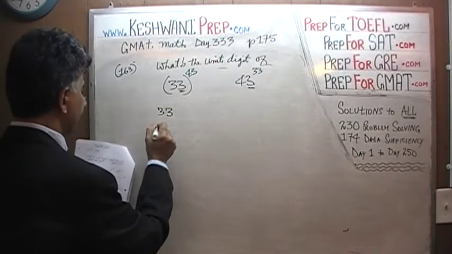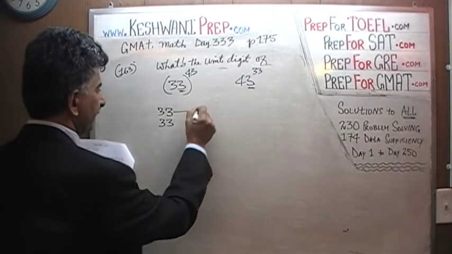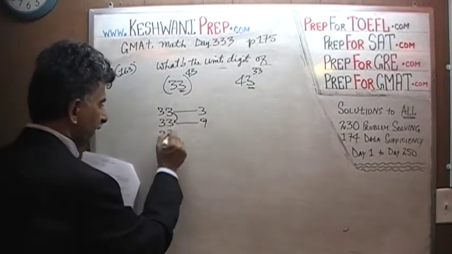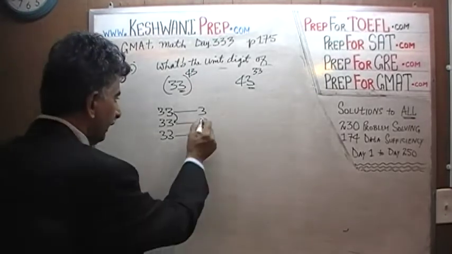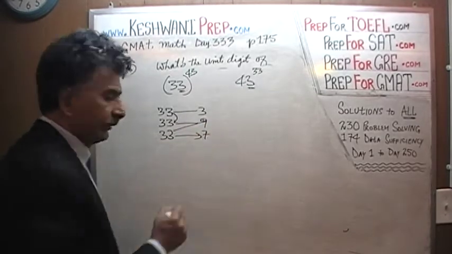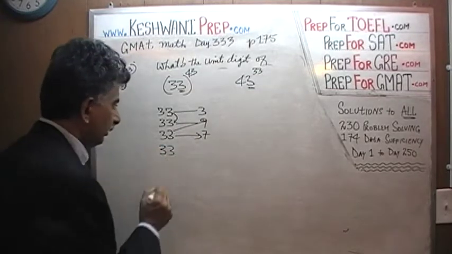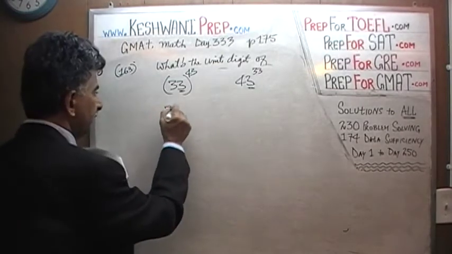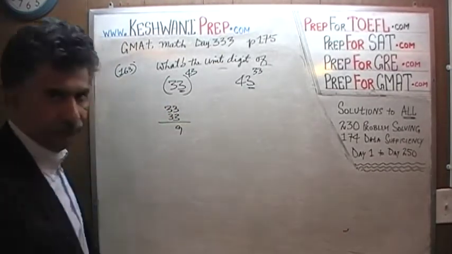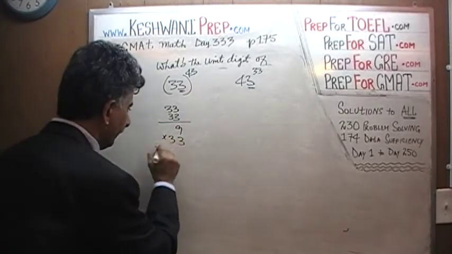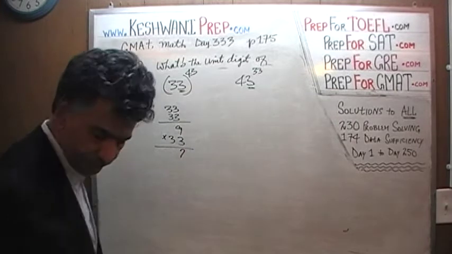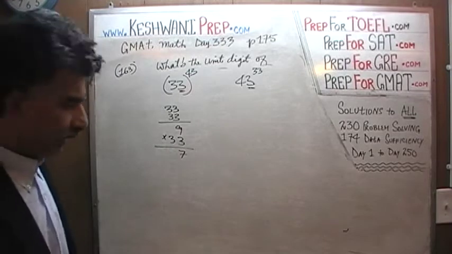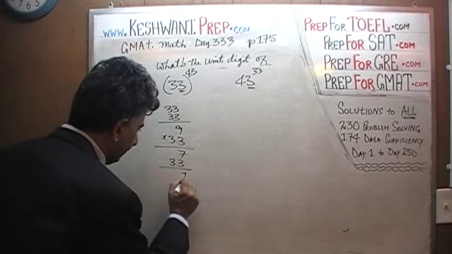33 times 33. This ends in a 3, so 33 times 33 is going to end in a 9. That's 33 squared. Times 33 again: 9 times 3 is 27, which ends in a 7. Again, times 33 is going to end in a 1.